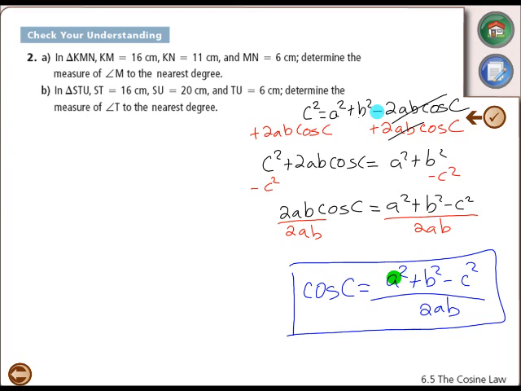Again, there's a pattern. Add the two other sides. Subtract the related one. Divide by 2, and the other two sides multiply.